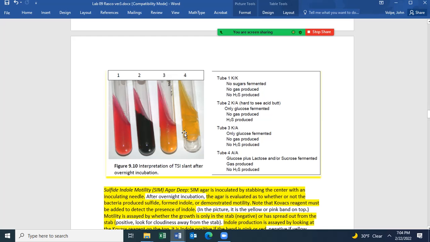Let's talk about this one first. I'll get back to that one. And if the agar turns yellow, you have fermentation of the sugar. Any question about that? Which sugar is fermented is kind of hard to say. That's tube 4. You have either lactose or sucrose fermented, or both. You don't know because it's all in one tube.